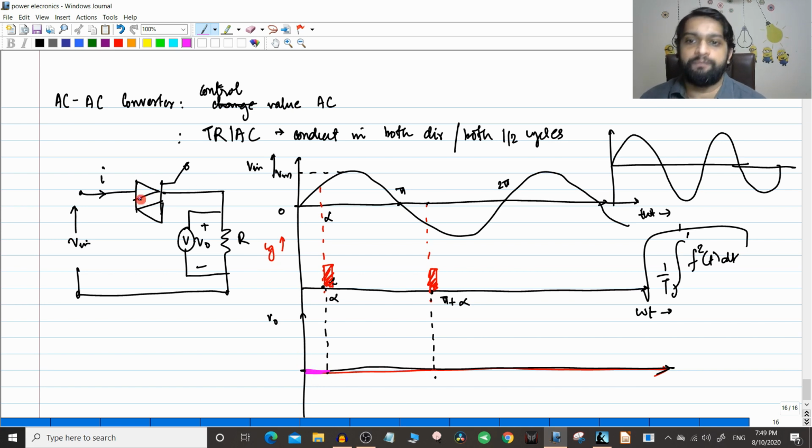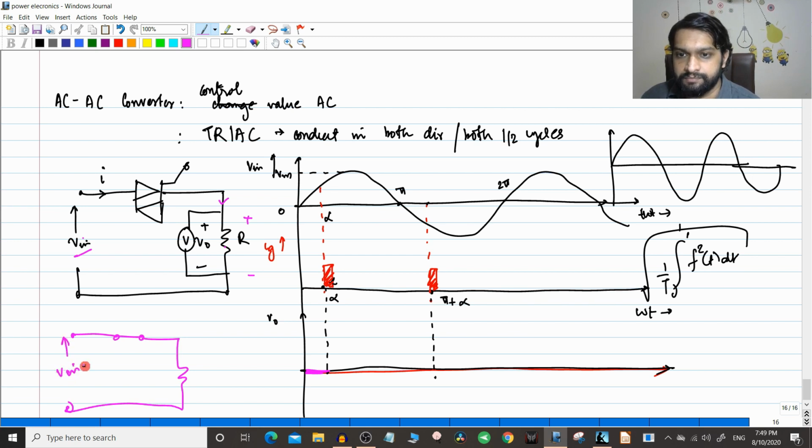However, after the alpha value, after the triac has been triggered, the current will go like this, and you will get a positive negative polarity. This is the current direction. So this value of V0 has the same polarity as the voltmeter. So it is a positive value, and what will be the value? That will be the same as Vin. V0 will be equal to Vin. Why? Simple, like this. This is your Vin. This is your V0. So V0 will be equal to Vin.